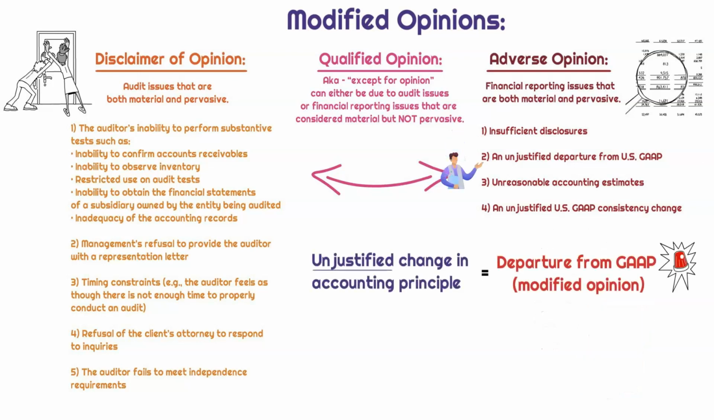Okay, so we can see these adverse opinions resulting from things like insufficient disclosures, an unjustified departure from US GAAP, right? We remembered that a justified change in accounting principle would be emphasized in an emphasis of matter paragraph if this was a clean opinion. All right, but if it's an unjustified departure, it's going to result in a material misstatement. All right, and if it's pervasive, then it's going to result in an adverse opinion.